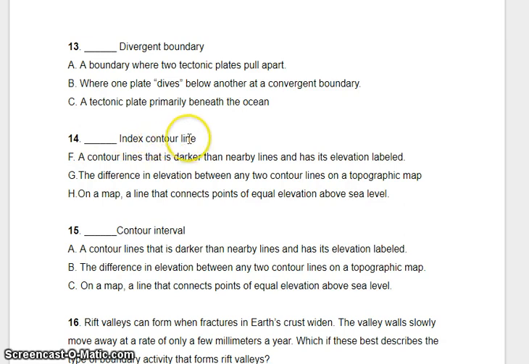Index contour lines. What is the definition of that? F, a contour line that is darker than the nearby lines and has an elevation labeled. G, the difference in elevation between any two contour lines on a topographic map. Or H, on a map, a line that connects points of equal elevation above sea level. So these are index contour lines, not regular contour lines. Index.